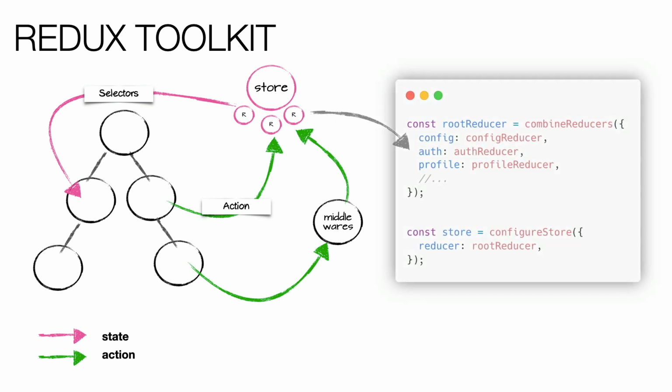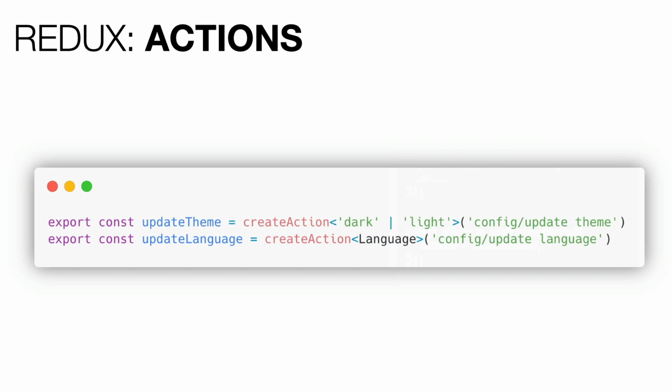Now, let's see how we can configure the store. We use the configureStore function that accepts a root reducer. That is an object that represents our store split in several reducers, each of which will manage a specific portion of the store. But before talking about reducers, let's see what is an action.